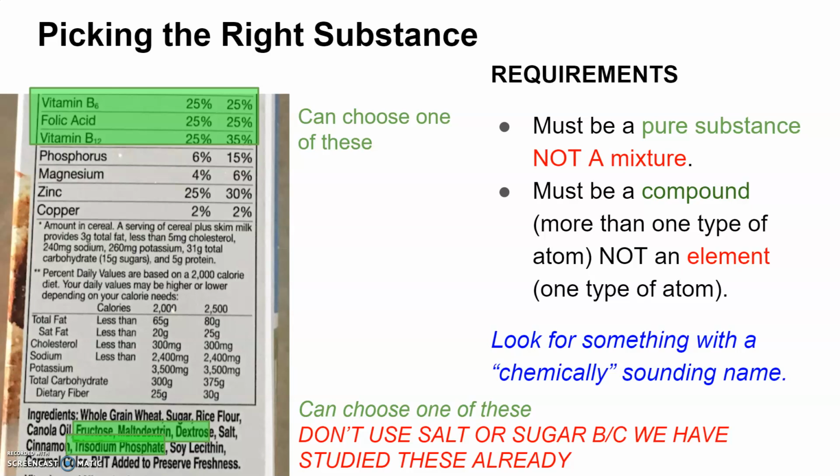Now, things that you can't use here are like salt, like table salt, which is right here, and then sugar. And also vinegar and baking soda was all listed on your handout. And the reason why we can't use these is because we've studied these already. So these simple things we can't use.